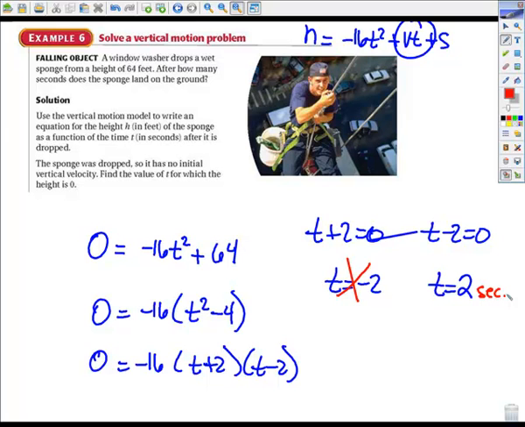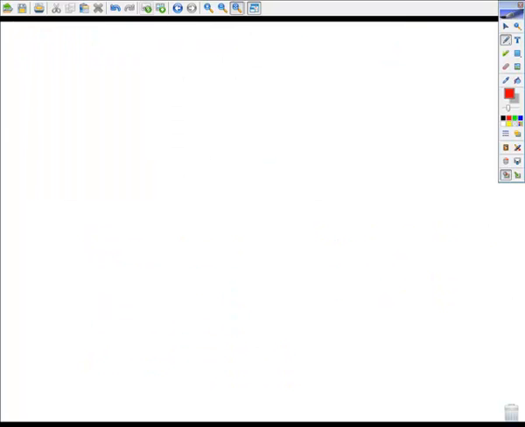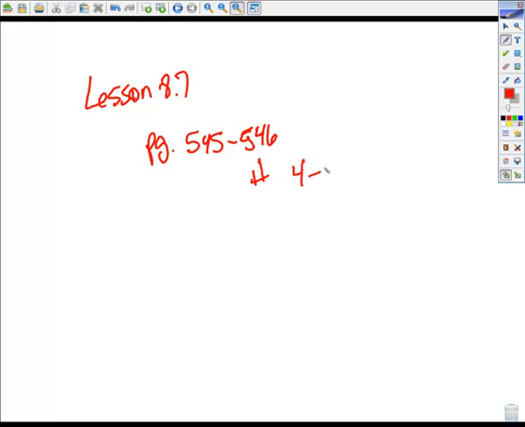Alright, so if you want to get started on this, this is lesson 8.7, and the problems begin on page 545 to 546. That's a 5. And it's numbers 4 to 38 even, and 46 to 48.